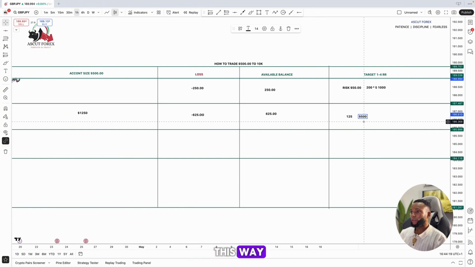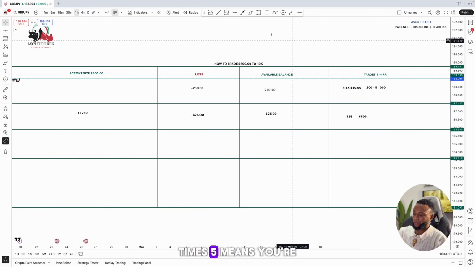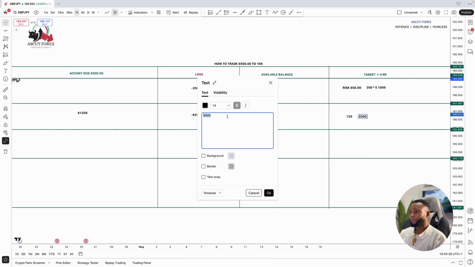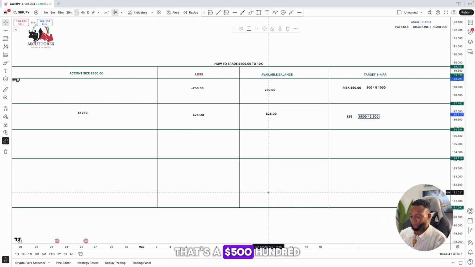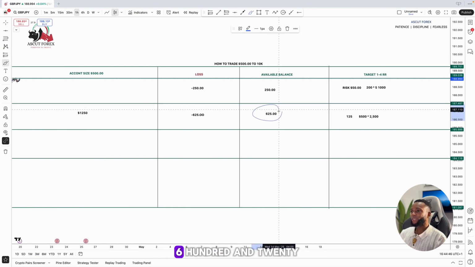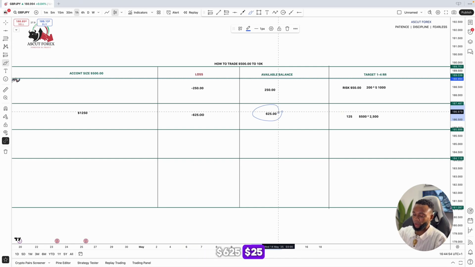So you have to do it this way. Times 5 means you're already up on $2,500 here. The reason why you're up on $2,500 here is because you lost 5, you win 5. Now you're already up on $2,500 profits. And remember, we still have initial balance of $625. So you add your $625.